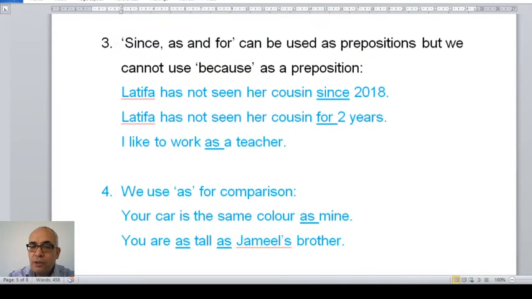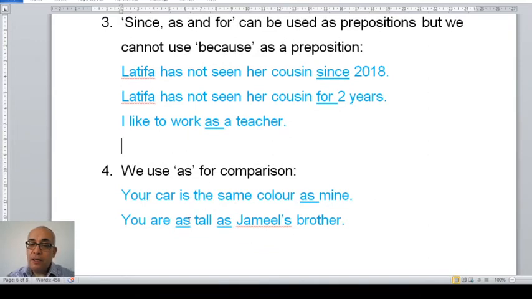We use as for comparison. Your car is the same color as mine. Or you can say your car has the same color as mine. So let's say your car is the same color as mine: the same, and then I put a noun, and I put as, and you put mine. Or you can say your car is the same color as my car.